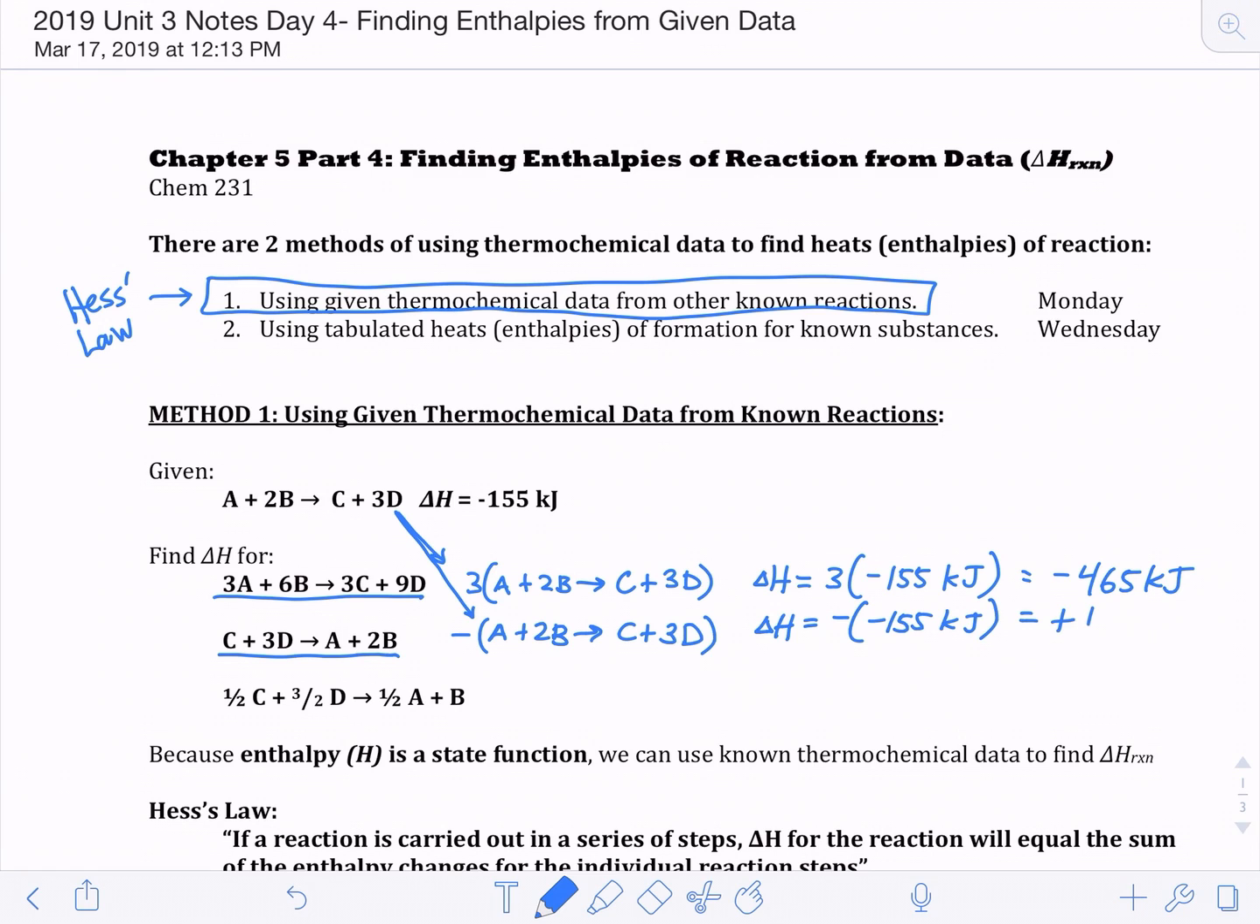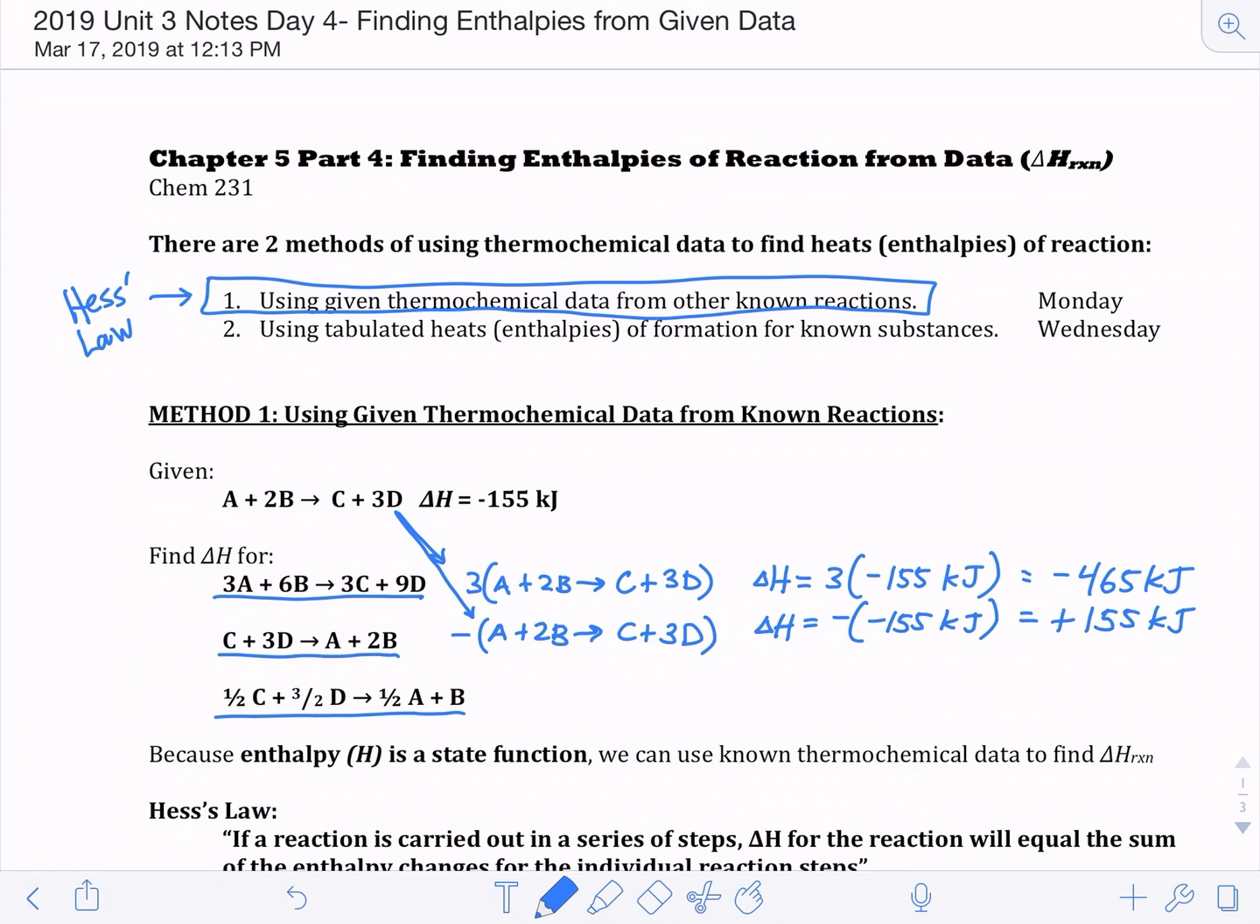So I get plus 155. Check that out. I didn't even need my calculator. That was awesome. With the third one, 1/2 C plus 3 halves D goes to 1 half A plus B.